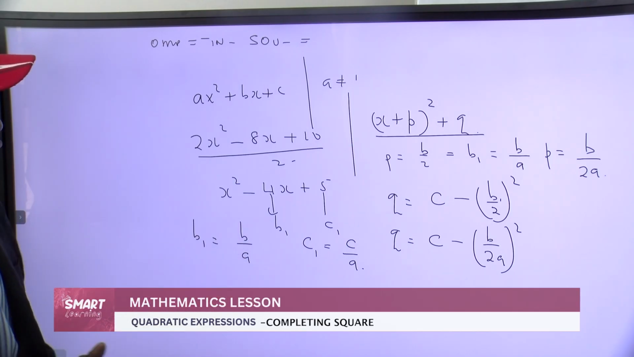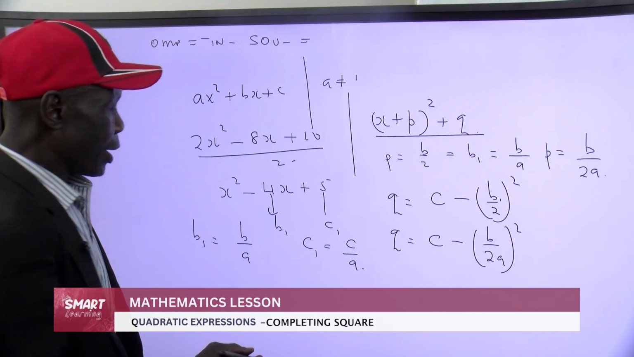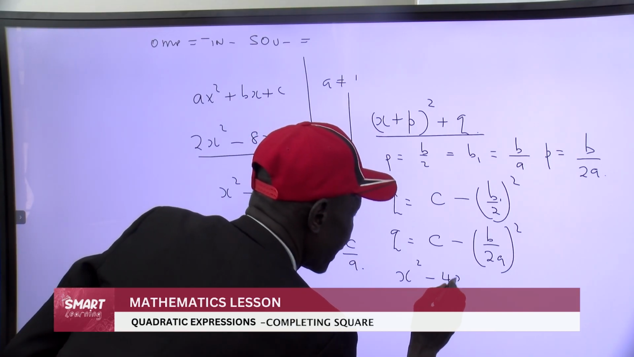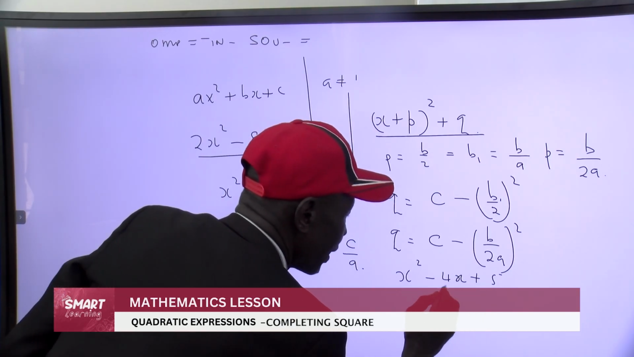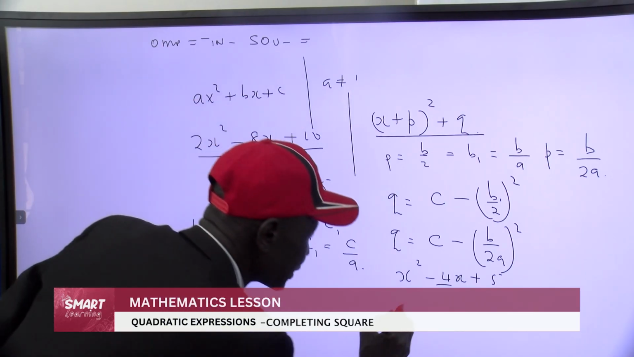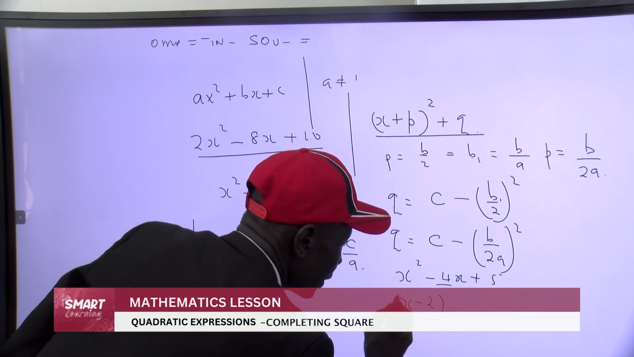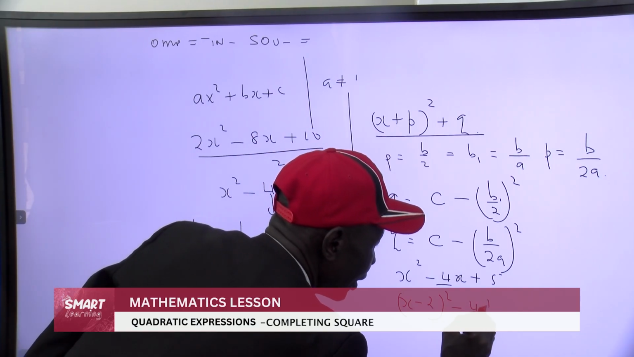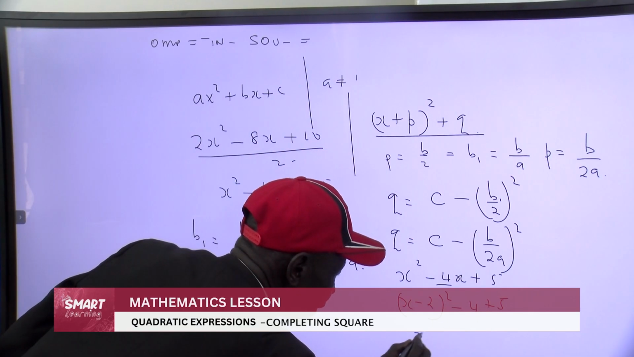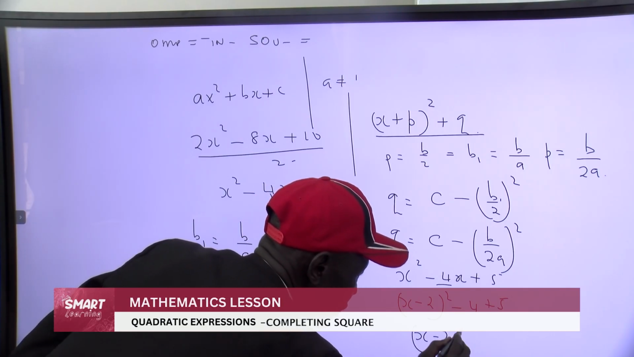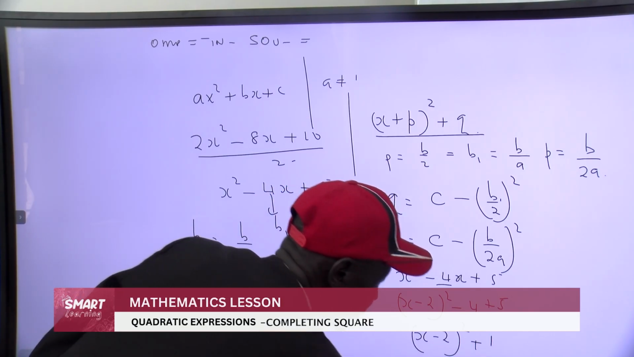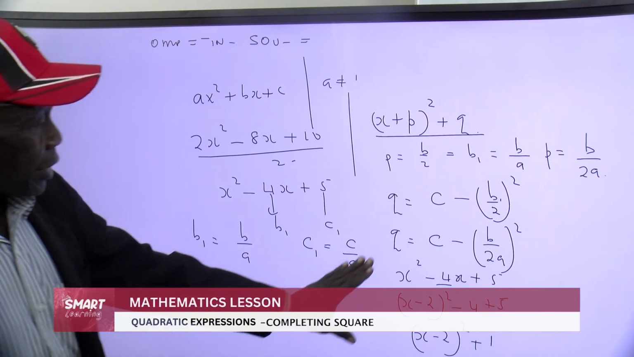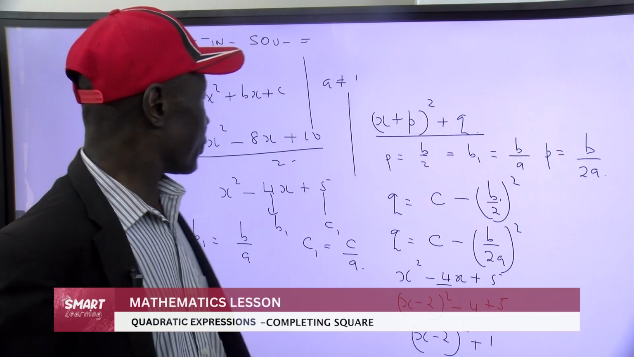First of all, we are going to do it the easy way, which means I have x squared minus 4x plus 5. I get my factor, which is x minus 2 squared, and then minus 4 plus 5. This becomes x minus 2 squared plus 1. Now, let's try to see if we can follow and get the exact thing by using the formula.